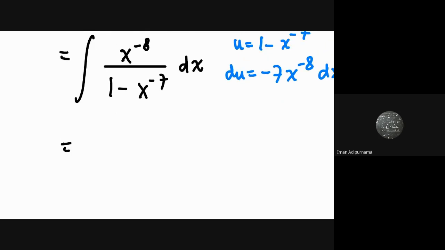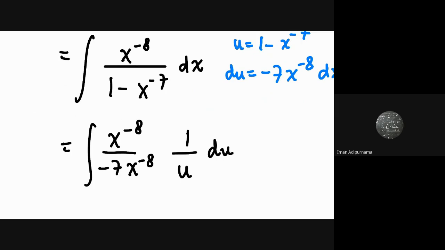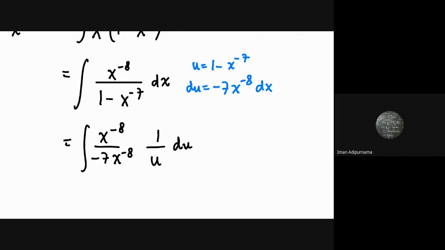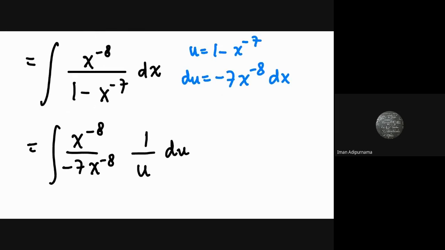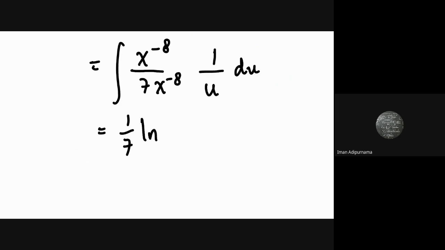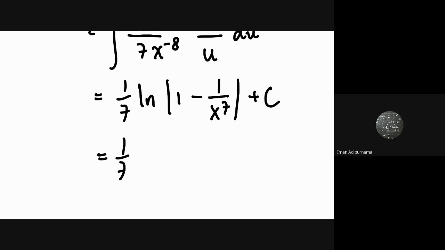So we will have this will be 1 over u du. Oh, sorry, it's not negative because it's already negative. So no negative here. So this will be 1 over 7, and 1 over u integrates to ln, right? Ln u, where u is 1 minus x with power -7. We can rewrite this formula as, plus c.